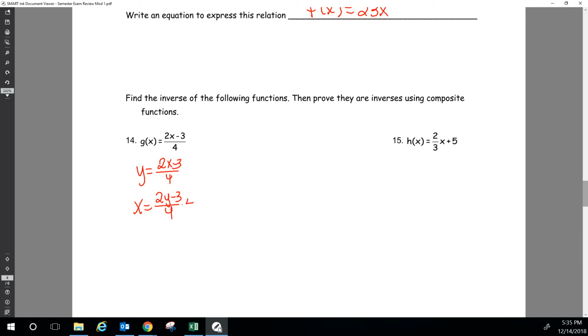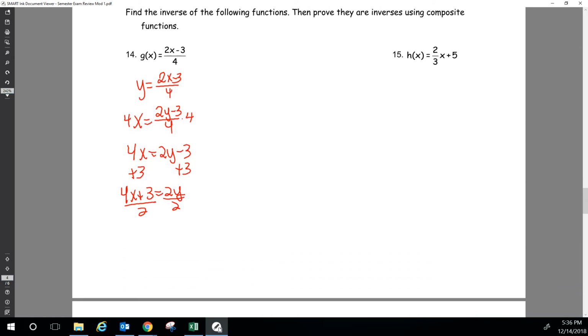So we're going to get rid of that 4 by multiplying it. 4x is equal to 2y minus 3. Again, trying to get y by itself, so I'm going to add 3. 4x plus 3 is equal to 2y. Dividing by 2, y is equal to 4 divided by 2 would be 2x plus 3 halves. So f inverse of x is 2x plus 3 halves.